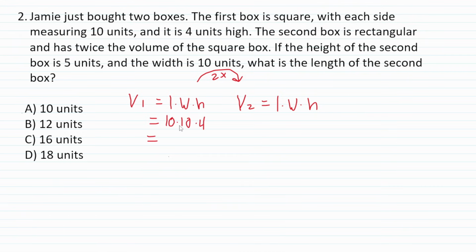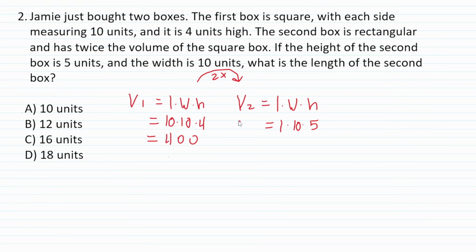So what is its total volume? 10 times 10 is 100 times 4 is 400. All right, let's fill in what we know about this second box, of course. We know that it has a height of 5 and a width of 10, and we don't know what its length is. That said, we know its volume is twice the volume of this first box.